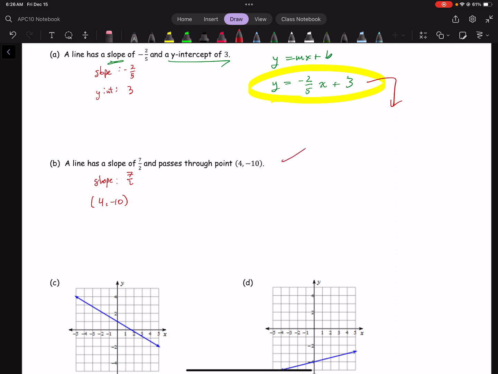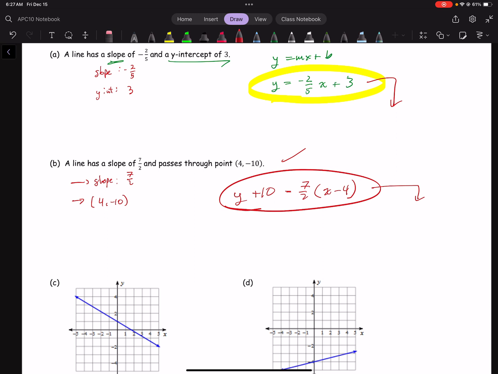Similar for point slope form. So using my slope and my point, there we have this general form, and what we have is this point slope form, and what we can do is we can write this in general form. We've also done this as well.